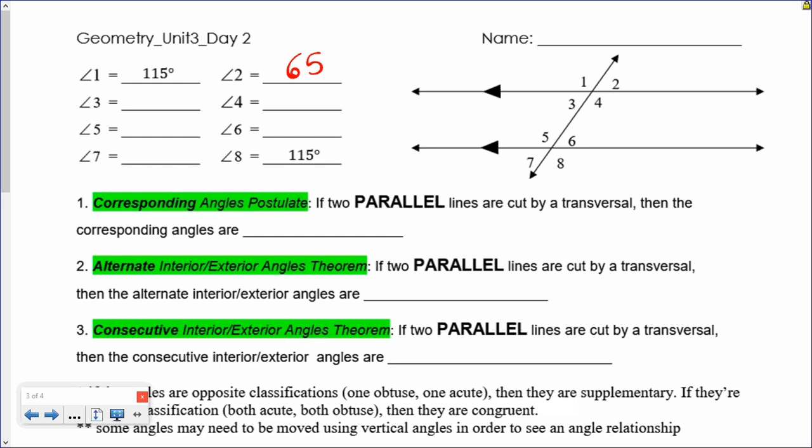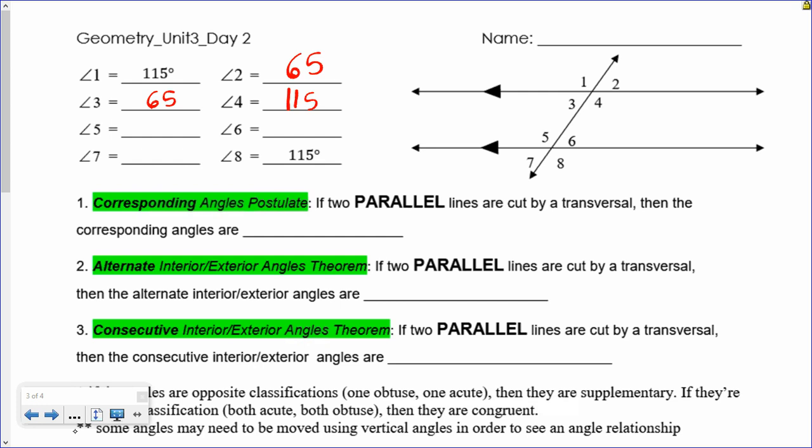Then what would the measure of angle 3 be? 65. Using what relationship? Vertical. Vertical angles. And so what would angle 4 be? 115. Because it's vertical to angle 1, right? So we use supplementary and vertical angles to help us fill in the angles in the picture.